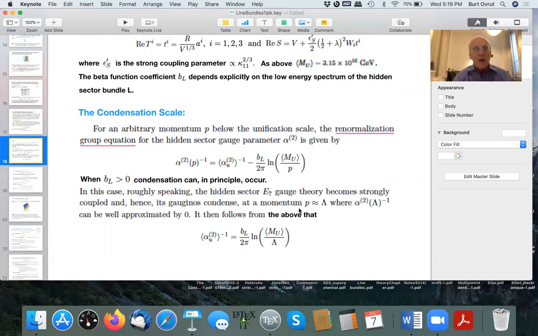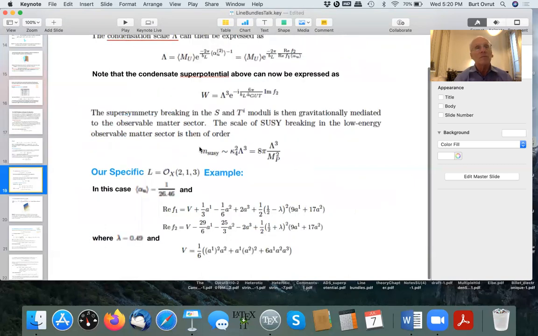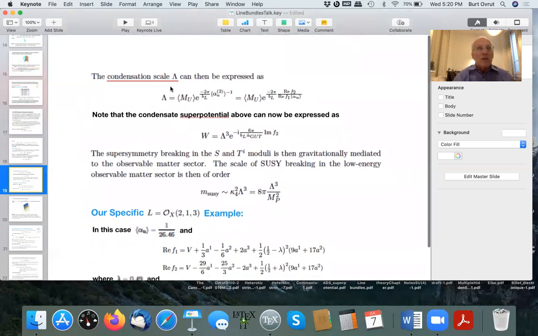If condensation takes place when P is equal to some lambda, so lambda will be the condensation scale, then we can more or less approximate where lambda will be, where this thing will vanish. It becomes very strong coupling, and since it's the inverse, the G squared is downstairs, and that would vanish, which then gives us an equation for the condensation scale lambda, which is given by this, which can then be expressed, if you like, in this particular form.